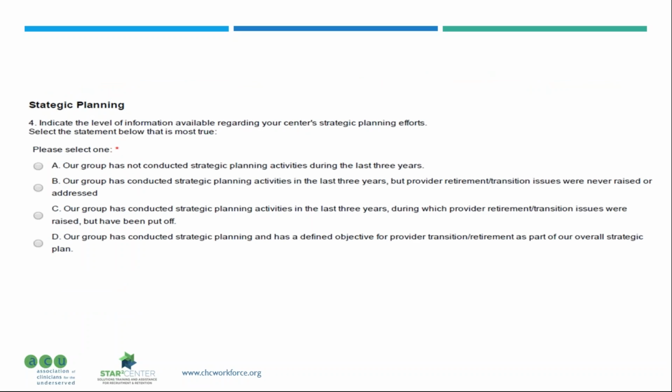This question is pretty clear. You can only select one, and there's just a range for strategic planning. It's basically that you haven't conducted any strategic planning is A, and D is that you have a much higher level of strategic planning, you define objectives, and it's included as part of your overall strategic plan for your organization.